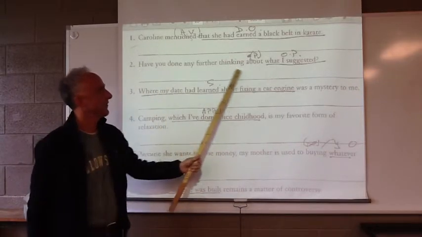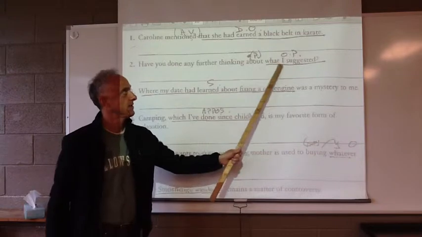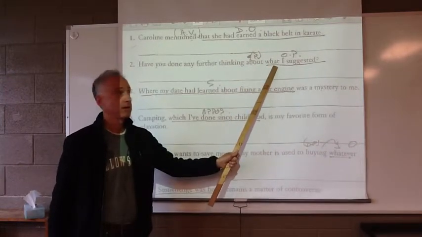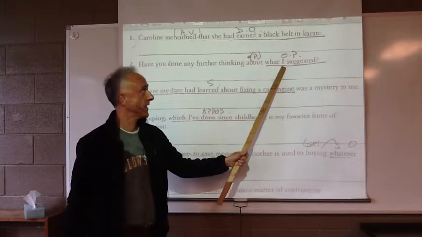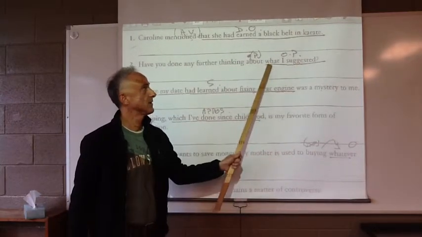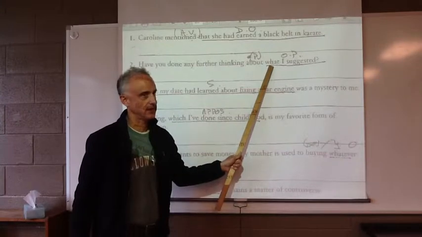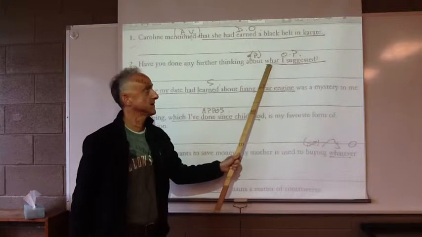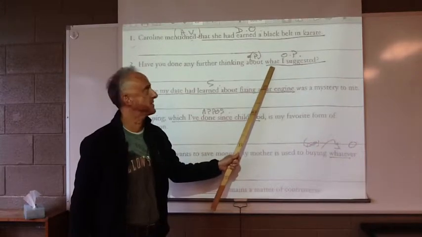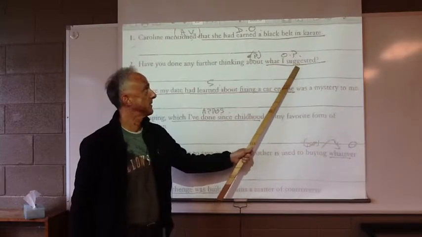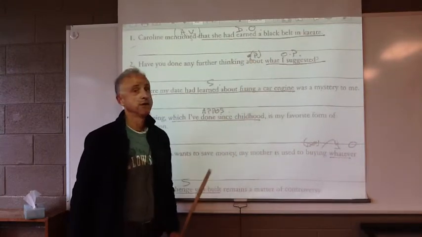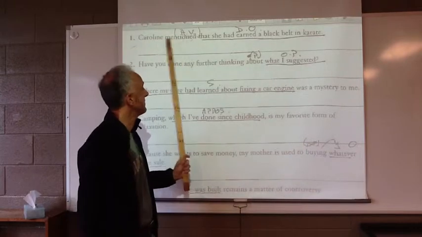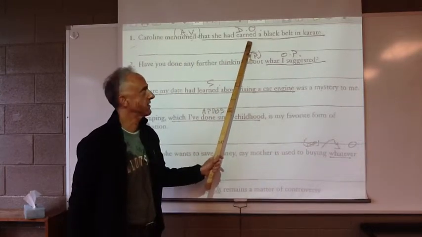Have you done any further thinking about what I suggested? This follows the preposition. And here is the subject, I suggested. So the first word isn't always the subject in a subordinate clause. Sometimes it is, sometimes it isn't. The WH word sometimes is, sometimes isn't. But we do have a subject and a verb following a preposition. You can identify what the noun clause is doing oftentimes by where it's placed in the sentence. It's last. Here it's a direct object.